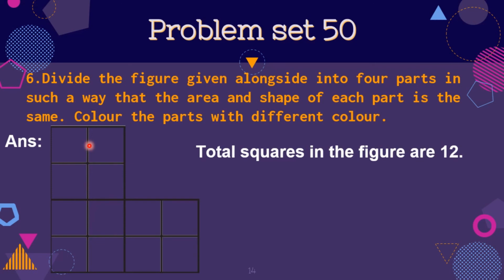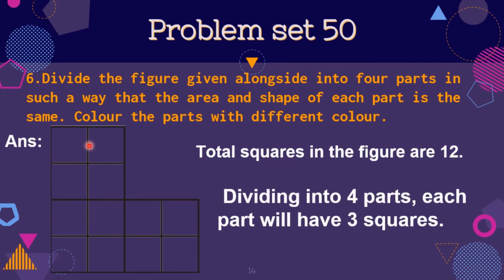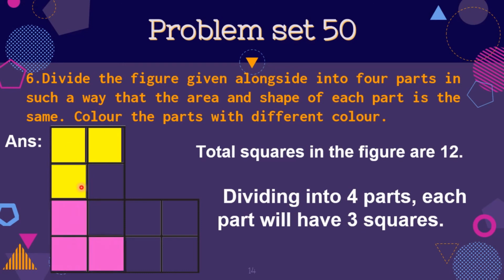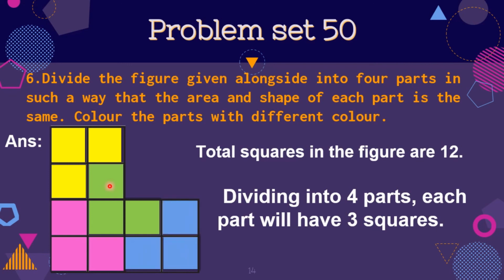So let us color the first part with yellow. Let us color the second part of this figure with pink and third part with light green color, and the remaining, the fourth equal part of this figure, let us color with blue. So in this way we get the 4 parts with same area and same shape of this given figure.